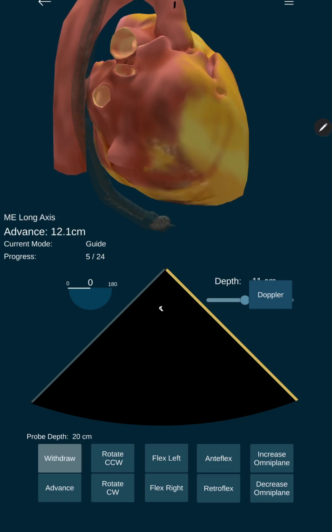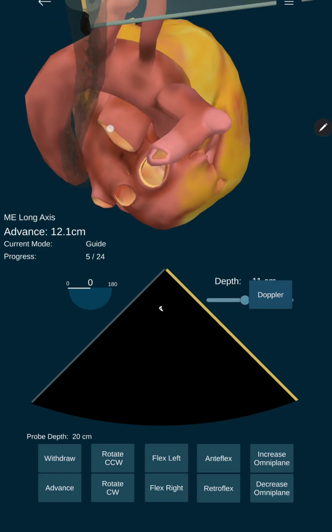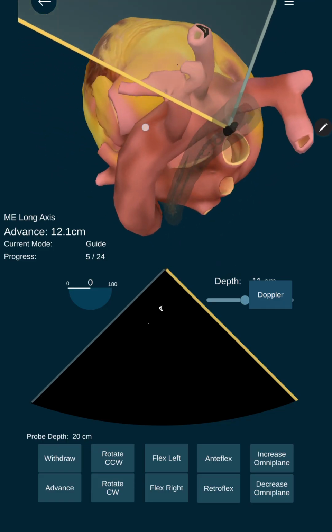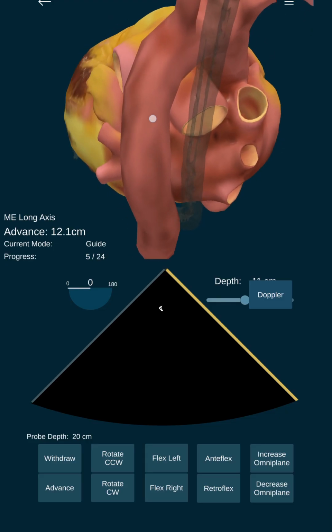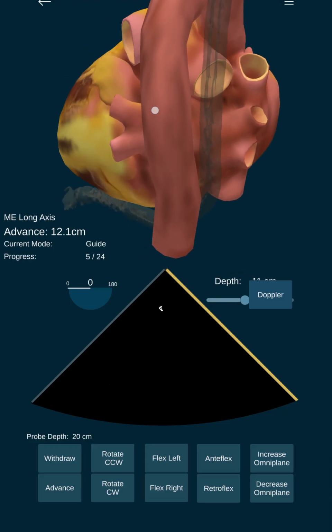So this was to mainly focus on the mid-esophageal level and the different segments of the mitral valve at the mid-esophageal level.